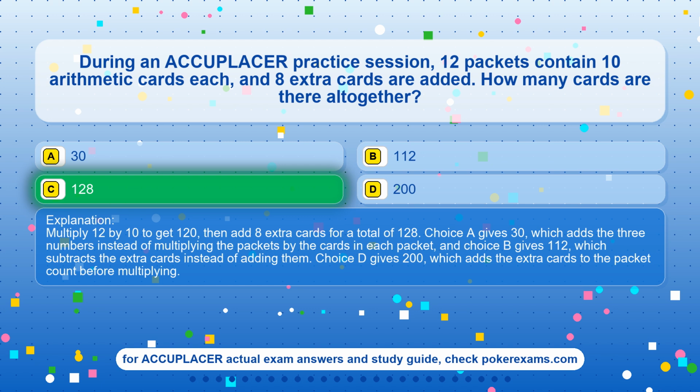Choice A gives 30, which adds the 3 numbers instead of multiplying the packets by the cards in each packet, and choice B gives 112, which subtracts the extra cards instead of adding them. Choice D gives 200, which adds the extra cards to the packet count before multiplying.